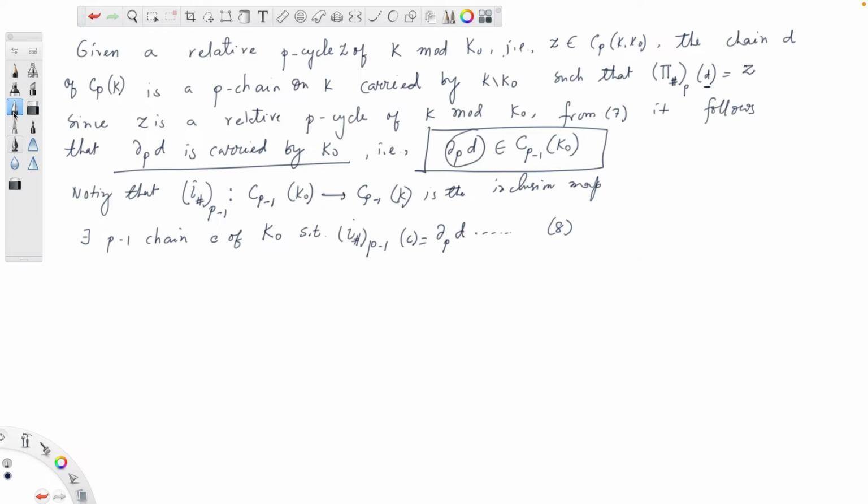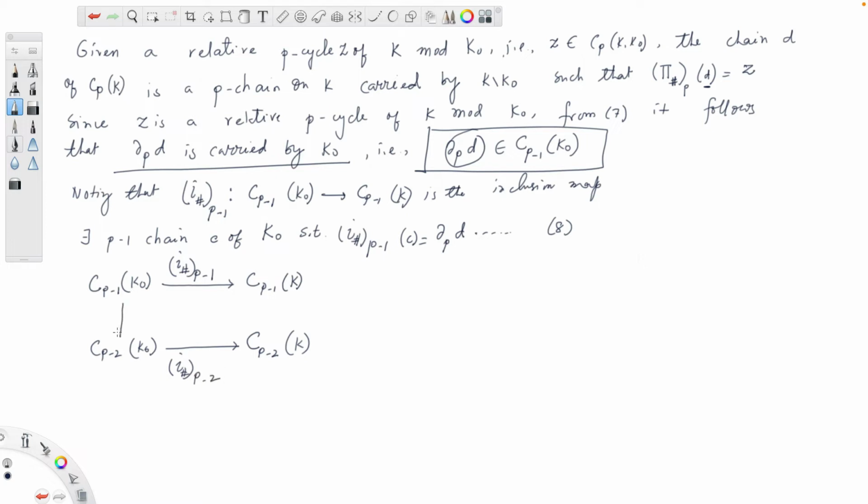Now, let me draw a commutative square. C_{p-1} of K0 is included in C_{p-1} of K via the inclusion i# at p-1, and C_{p-2} of K0 is again included in C_{p-2} of K via the inclusion i# at p-2.